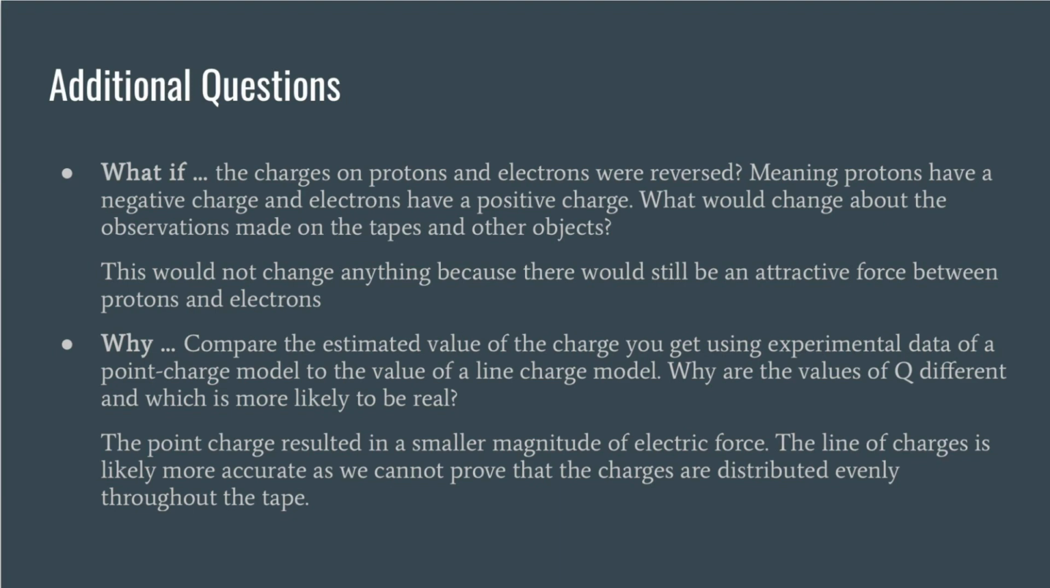The why question asks to compare the estimated values of charge on the experimental models and which value of Q is more likely to be real. The point charge resulted in a smaller value of Q, however the line of charges is more accurate as the piece of charged tape is charged across its entire length.